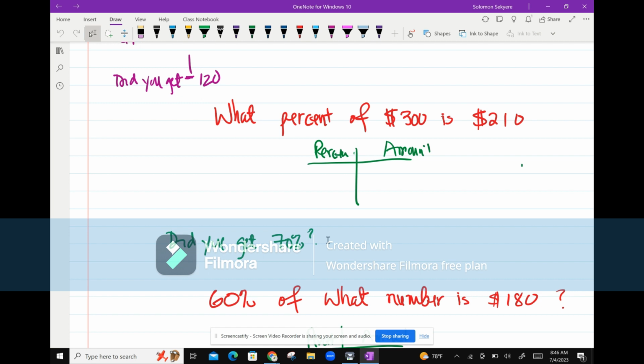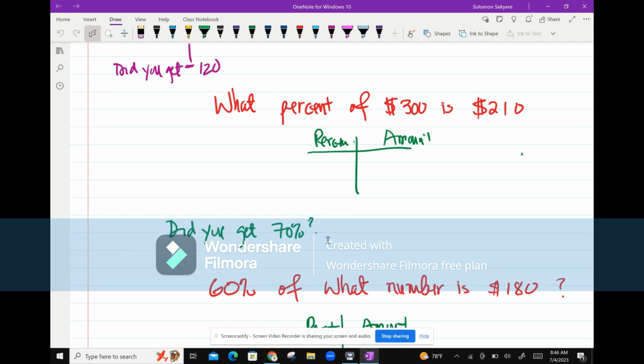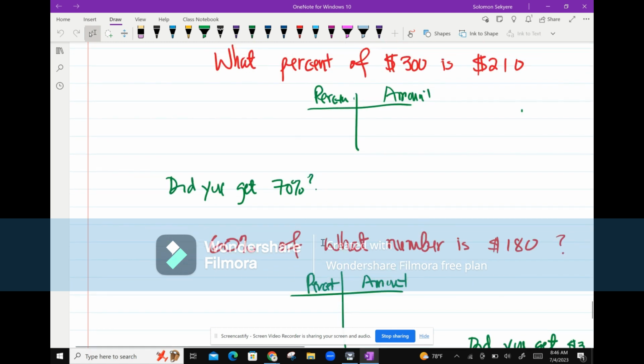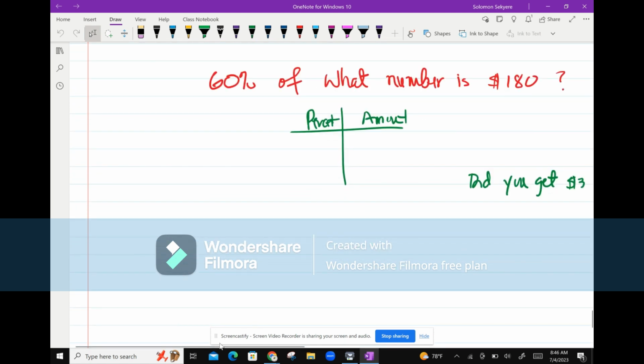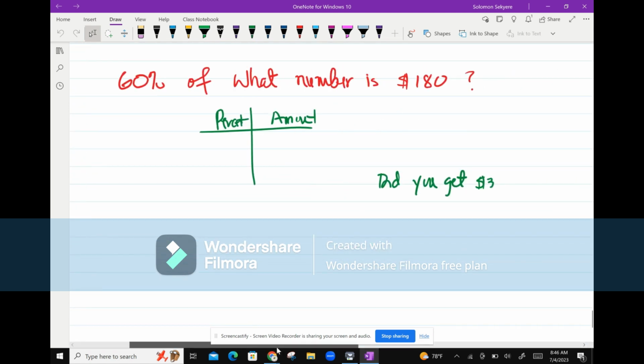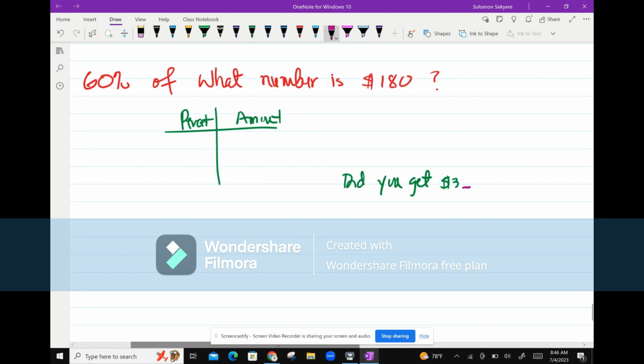60%. Left side given. 180 is given. Of is missing, so that will be the original amount. What did you get? Did you get 300? And then it's 300 what? This amount. So it is dollars.